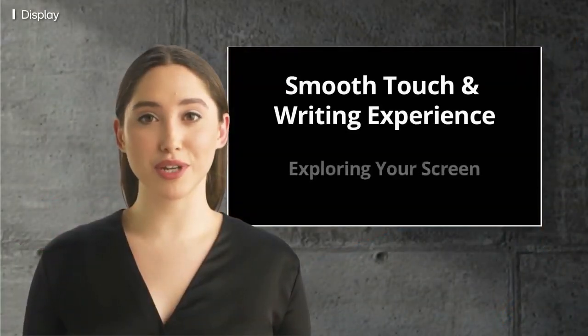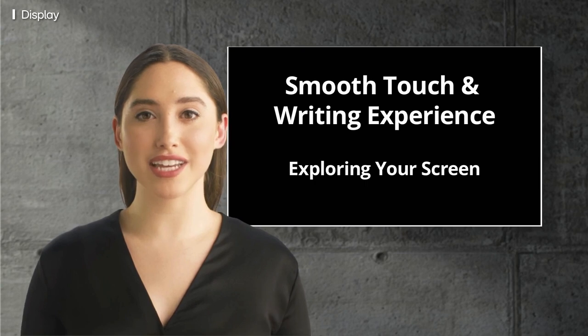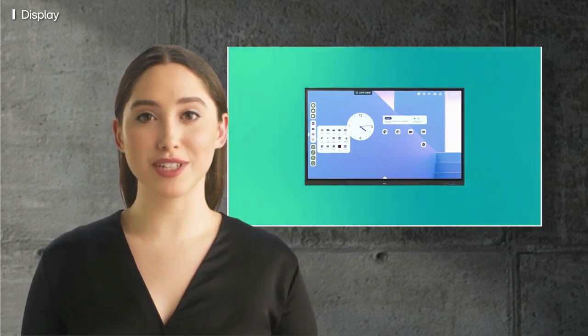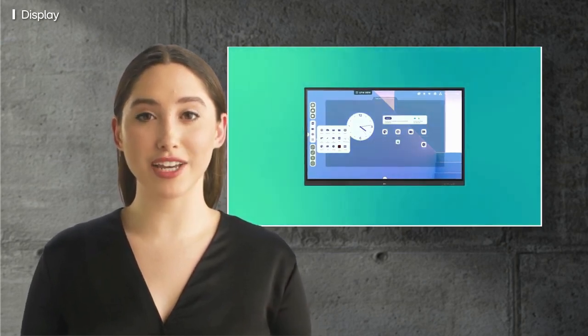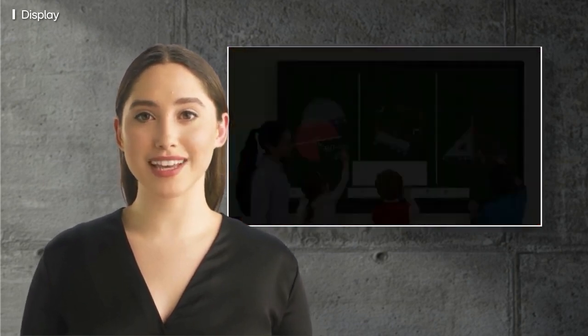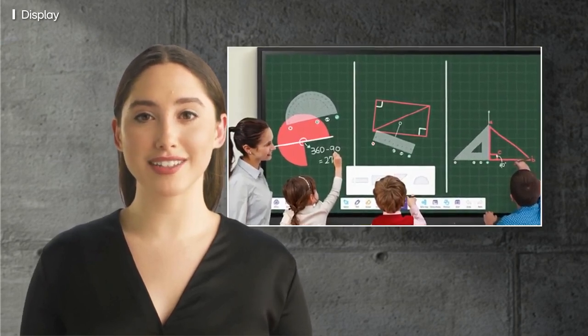Let's take a closer look at the screen on the LG Create Board and see how it provides such a smooth touch and writing experience for you and your students. First, you will experience crystal clear images with the 4K Ultra HD resolution on a durable 7H hardness tempered glass display. This display is built tough for the demands of the modern classroom and tomorrow's learner.